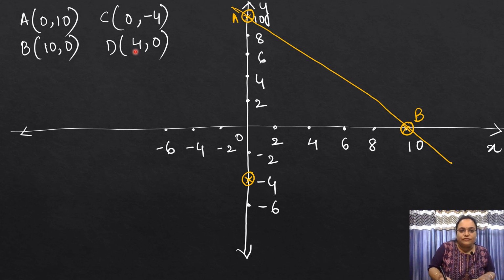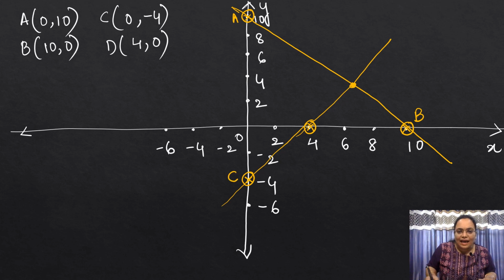The next one is 4 and 0. 4 on the x-axis, 0 on the y-axis, which is here. Now let us join these two points. This is C and this is D. Where the graph cuts or intersects is called the solution of the given pair of linear equations.